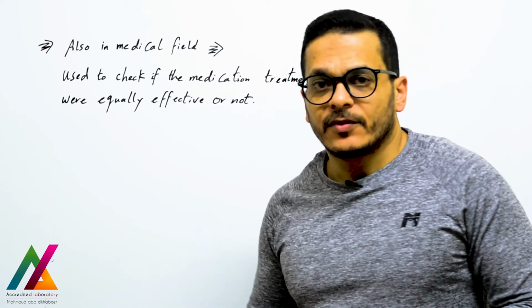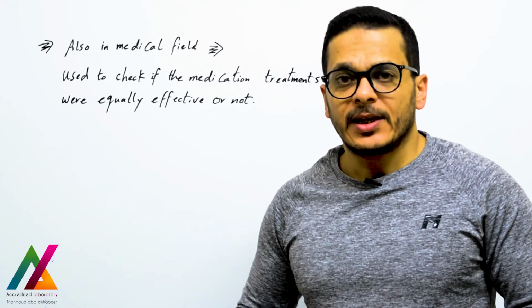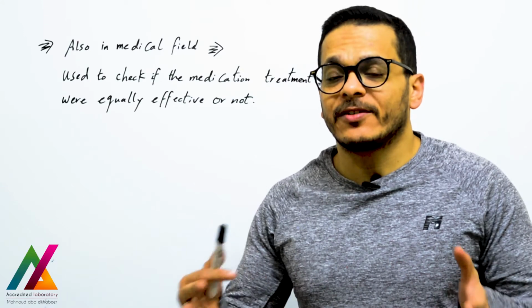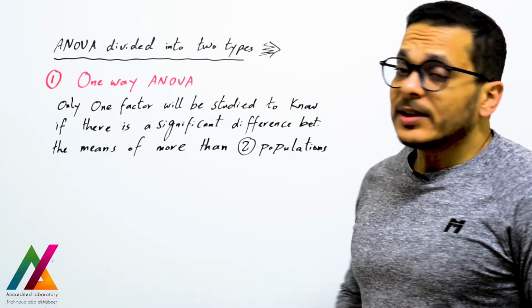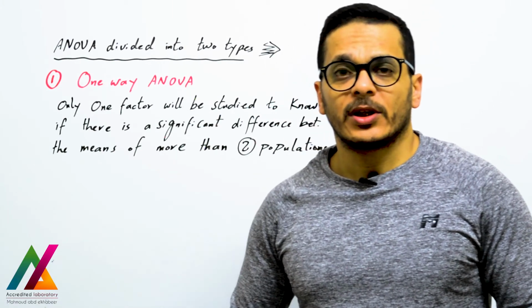As I said, if you have different types of medicines used to cure the same disease, and you want to prove if all of them are equally effective on this disease or not, you can use ANOVA to do this. ANOVA is divided into 2 types: one-way ANOVA and two-way ANOVA.